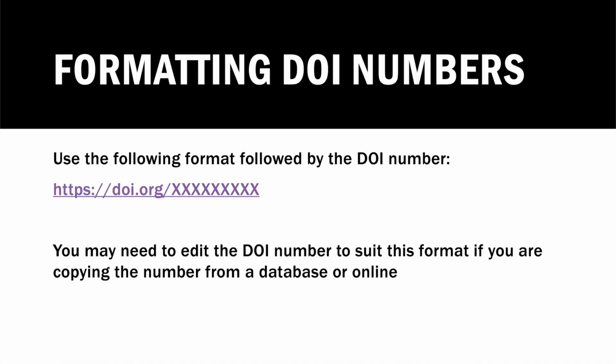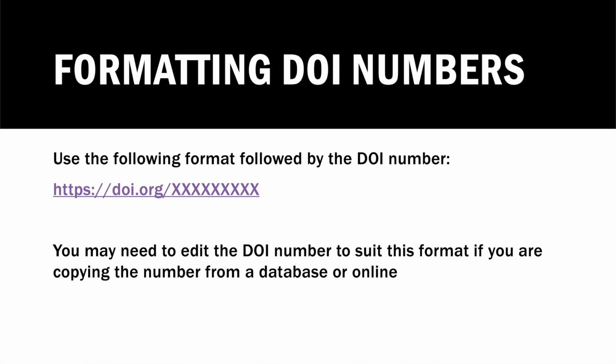Formatting DOI numbers. There are some instances in which you may need to edit or reformat the DOI number. There are times in which a journal will give you the DOI number, but it is not formatted as a URL. In this instance, you simply copy the number directly as it appears in the journal article, and you paste it at the end of the URL here. You can see an example of the format. It's https://doi.org/ and then you would paste the DOI number at the end of the URL there.